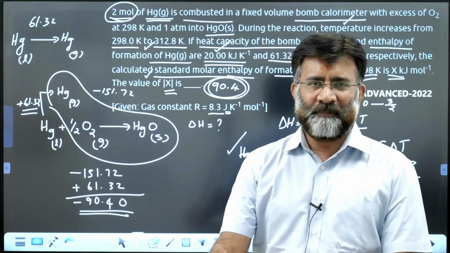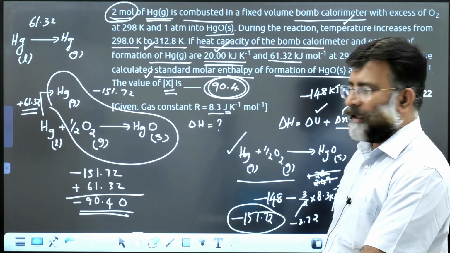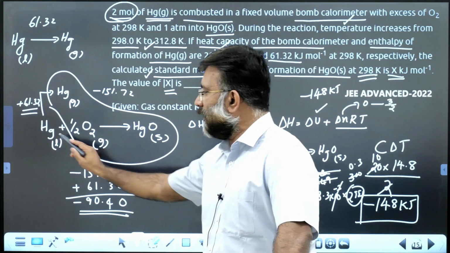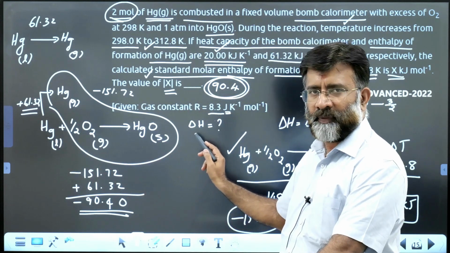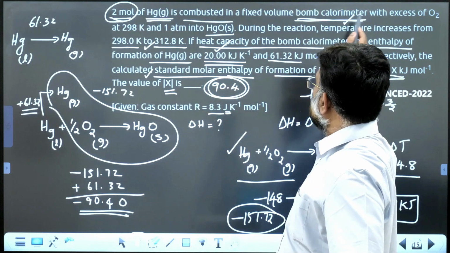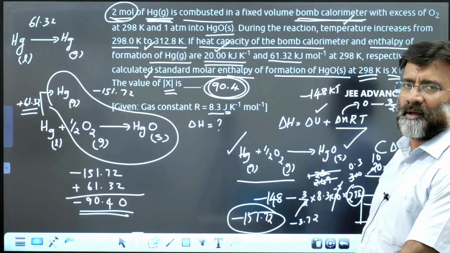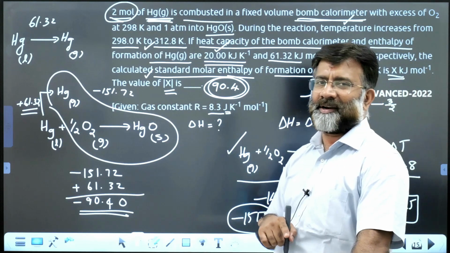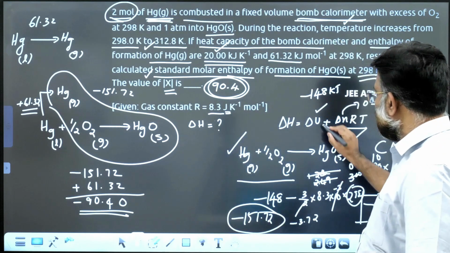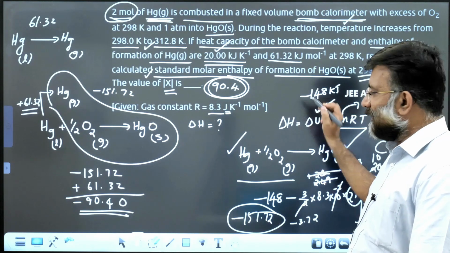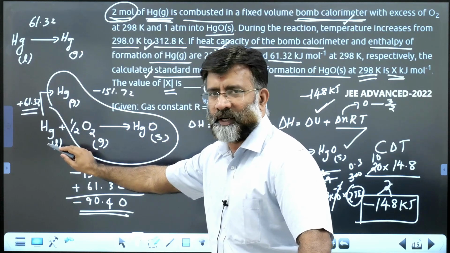I'll repeat. We want to find the enthalpy of formation of HgO solid. It will be Hg liquid in the standard state plus half O2 gas giving HgO solid. While the reaction given in the bomb calorimeter is with Hg gas. And in the bomb calorimeter, it is a constant volume process. We are getting internal energy, so by internal energy you can get enthalpy. That enthalpy is for Hg gas, but we want it for Hg liquid, right?